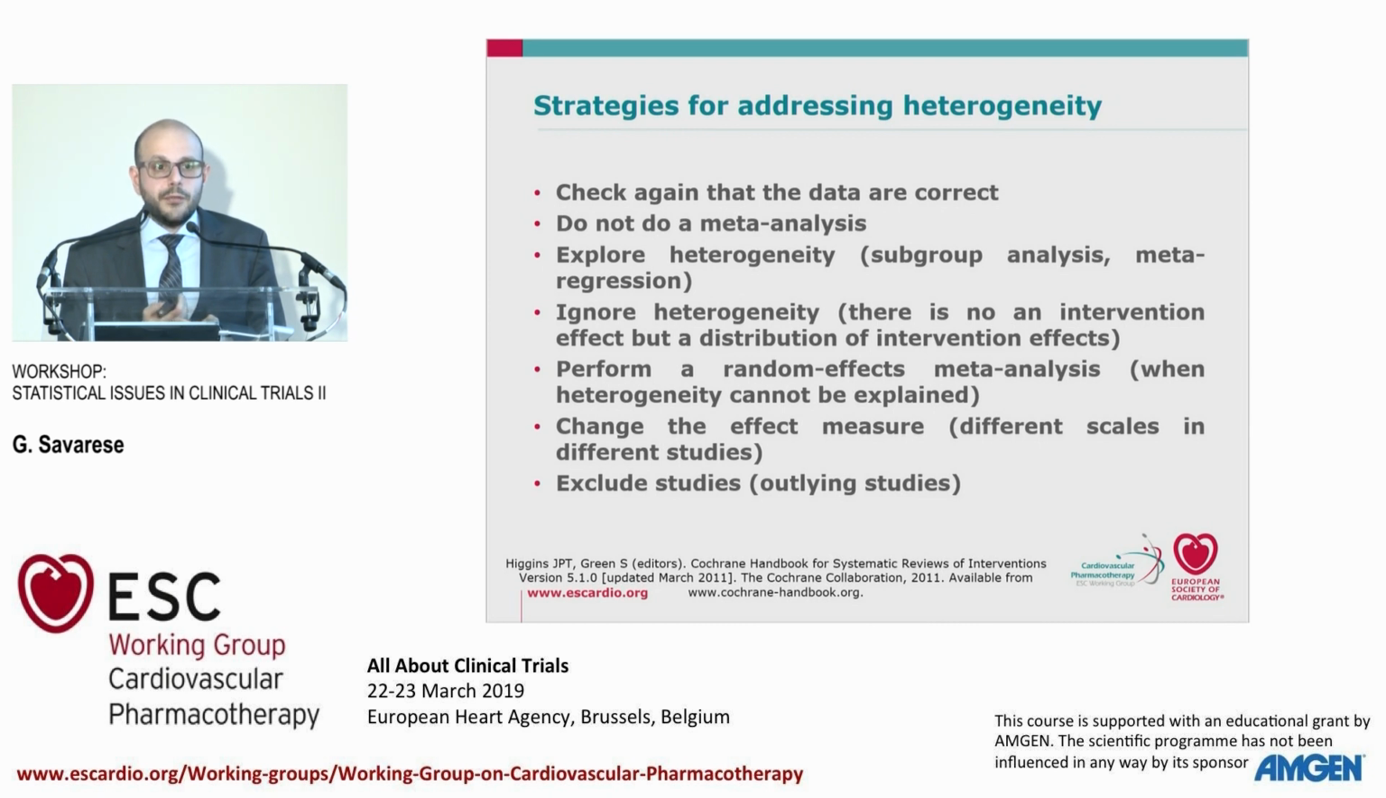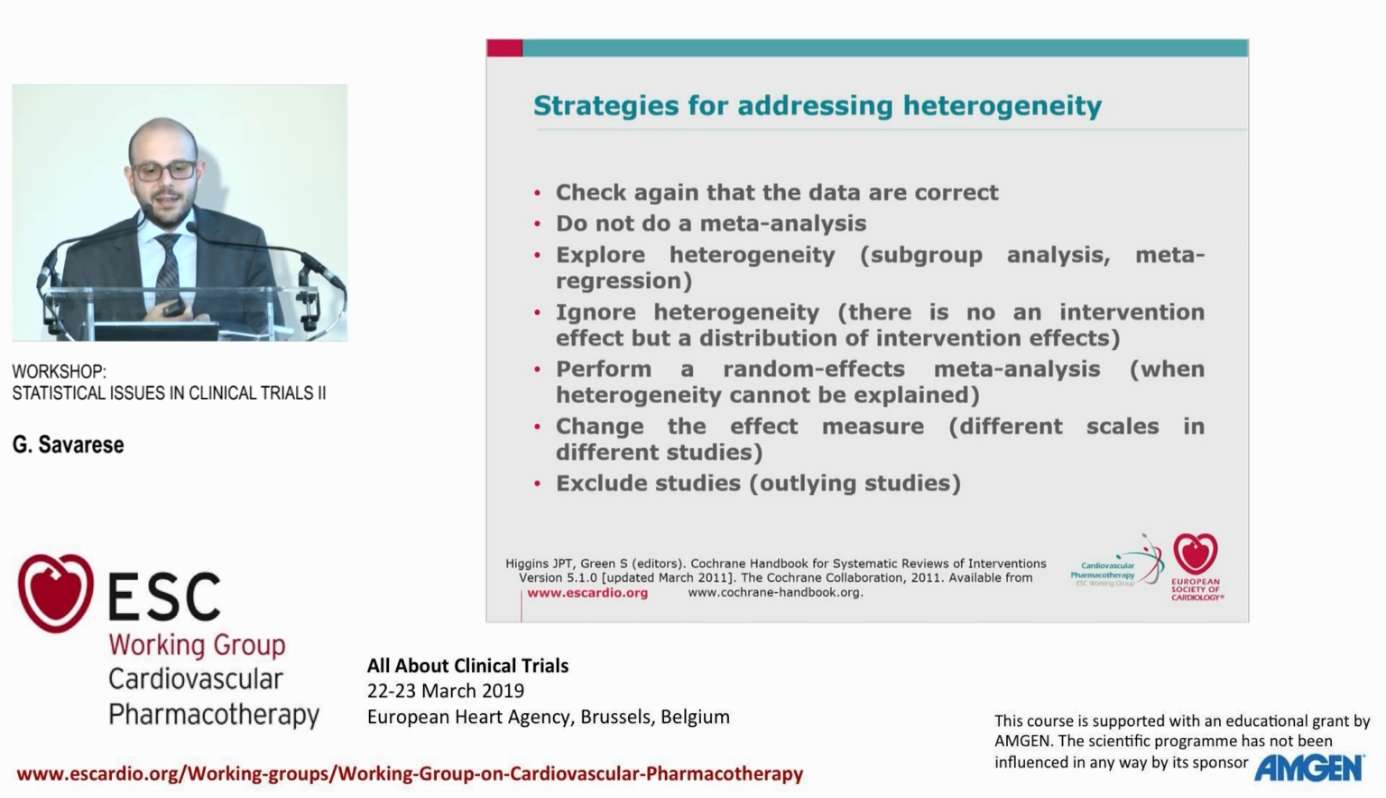The point is, if you have statistical heterogeneity, what to do? Just trash the whole study? No, there are different tools that you can use. The first one is check again that the data are correct. This is the most important thing, because it happens quite often to just write a wrong number, and that number will be much different as compared with all the other numbers, and you will get statistically significant heterogeneity.